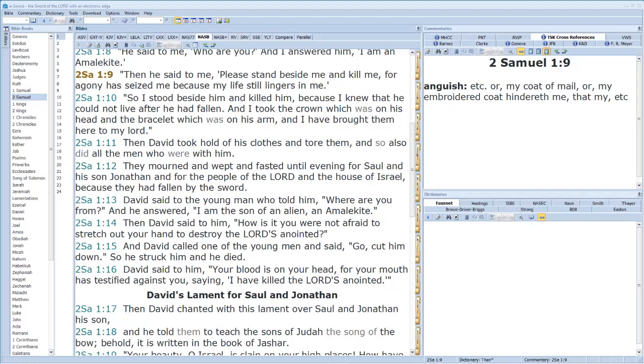And it says, "and I took the crown which was on his head and the bracelet which was on his arm, and I have brought them here to my Lord." So it says he did have the crown and the bracelet. And you might say, well, how did he get it?